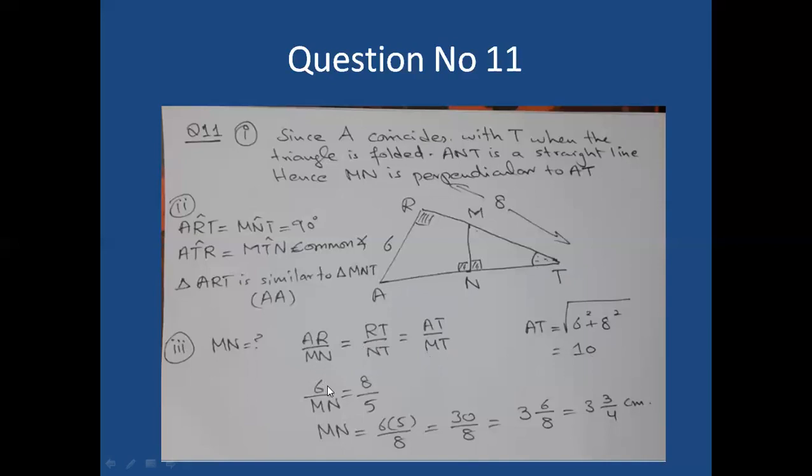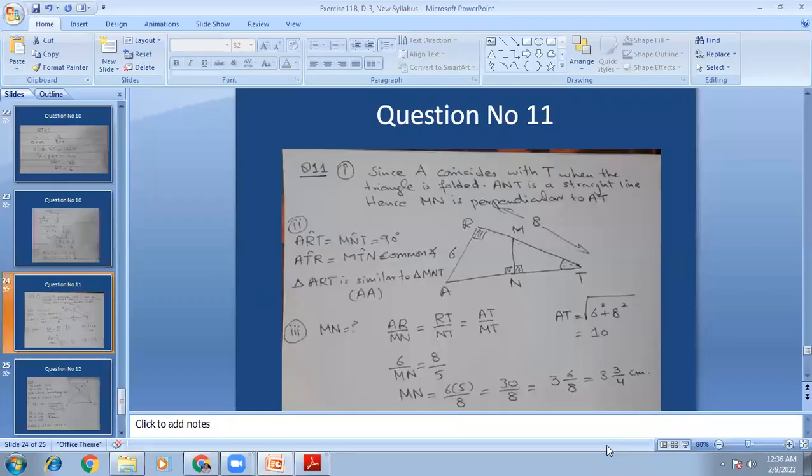AR is 6, MN I want to find out, equals RT, that is 8, and NT will be 5. So cross multiply: MN equals 6 into 5 divided by 8, so that's 30 by 8, equals 3 whole 6 by 8, that is 3 whole 3 by 4, that is 3.75 centimeters. So hopefully you have understood question number 11.